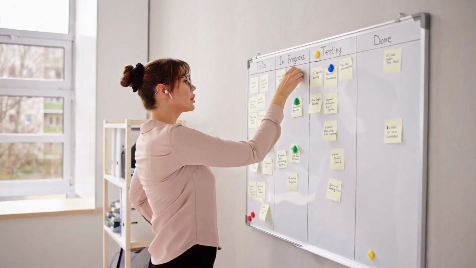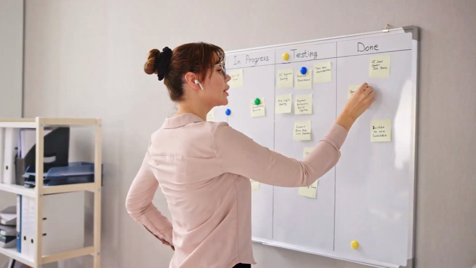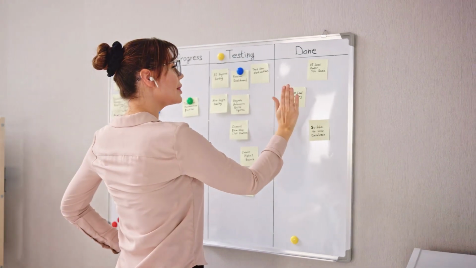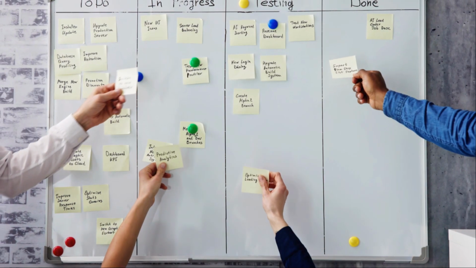Managing flow. Kanban aims to create a smooth flow of tasks from start to finish. By continuously monitoring how work flows through the process and identifying bottlenecks, teams can make adjustments to keep work moving efficiently.